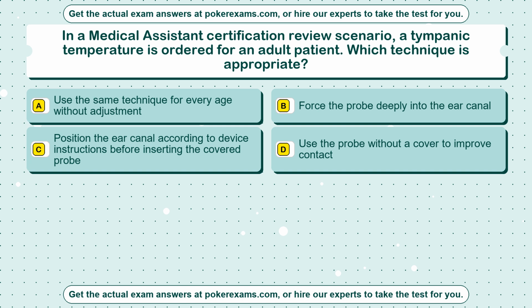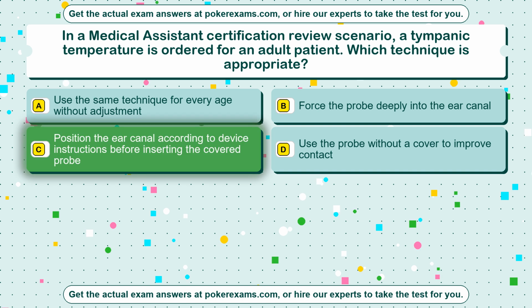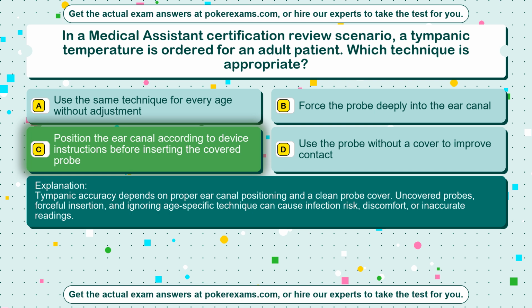Option D, use the probe without a cover to improve contact. The correct answer is option C. Position the ear canal according to device instructions before inserting the covered probe. Tympanic accuracy depends on proper ear canal positioning and a clean probe cover. Uncovered probes, forceful insertion, and ignoring age-specific technique can cause infection risk, discomfort, or inaccurate readings.